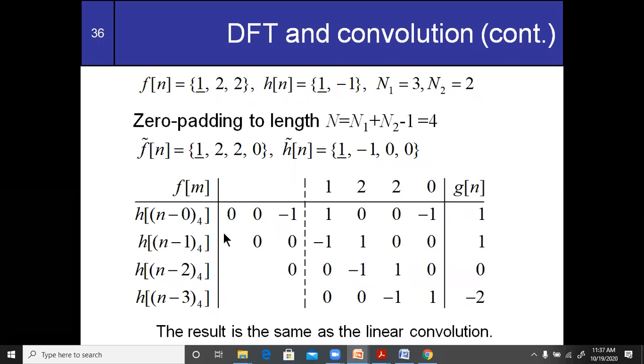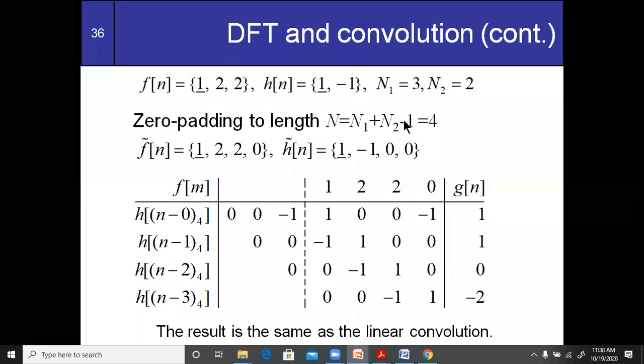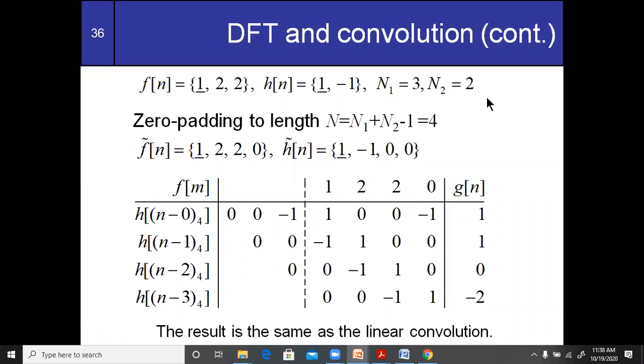So we are doing the zero padding. Say N1 equal to 3 and N2 equal to 2, then the value of N is equal to 4. So you need to add one zero to this, and you need to add two zeros to this. So f[n] will be 1 2 2 0. Only one zero is added to f[n], whereas to h[n], we are adding two zeros: 1 minus 1 0 0.